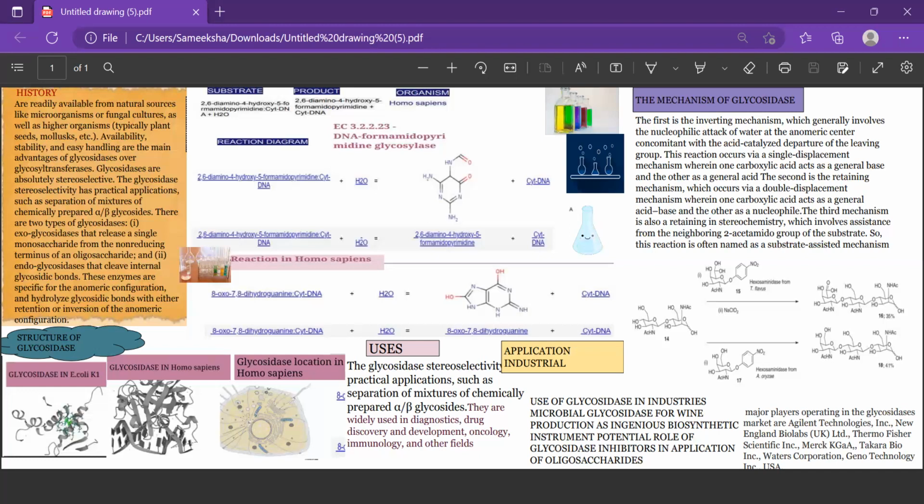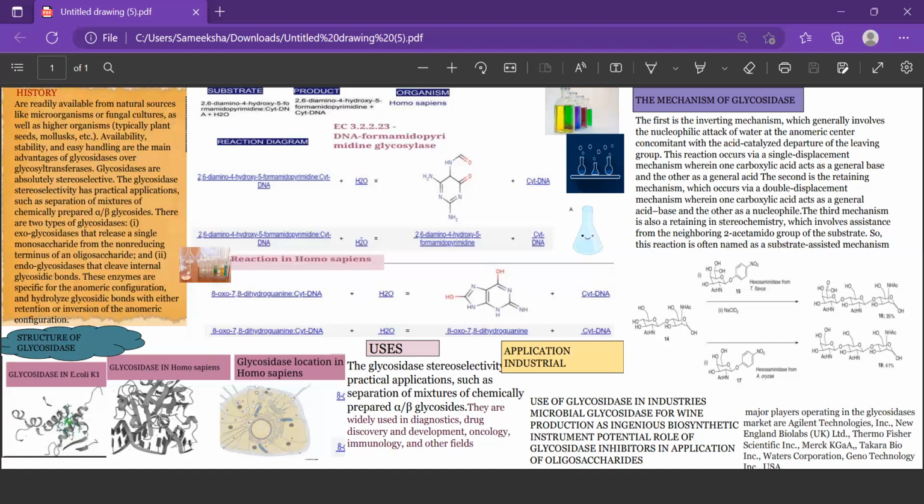The third mechanism, which is very important, is retaining stereochemistry, which involves assistance from the neighboring 2-acetamido group of the substrate. So this reaction is often named the substrate-assisted mechanism. This is a very simple mechanism. As we see other enzymes, they have very complex mechanisms. Here it's very simple: the inverting mechanism, the single displacement mechanism, and lastly retaining the stereochemistry via the substrate-assisted mechanism with the help of the substrate.